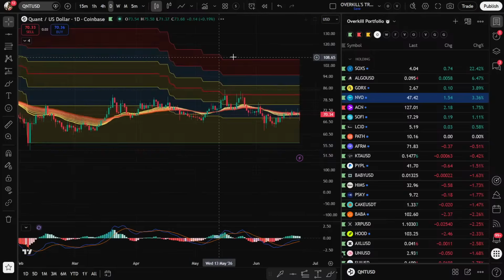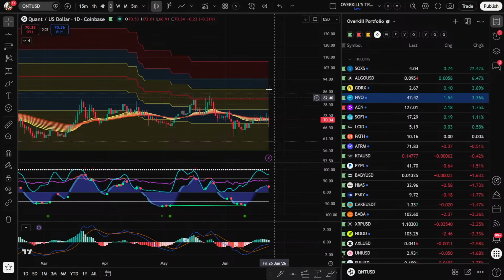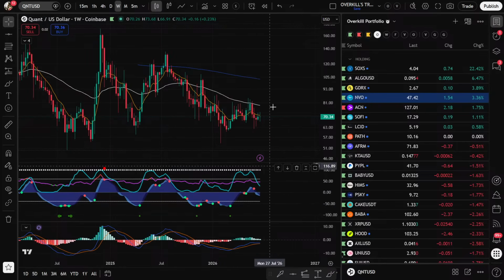Again, we just want to wait on that signal. Maybe looking at the daily here. Tried to sell it off today, but failed. Very choppy here. Buyers are definitely strong. We're just looking for the weekly signal there on QNT. I think that one looks probably the best outside of FLR there.